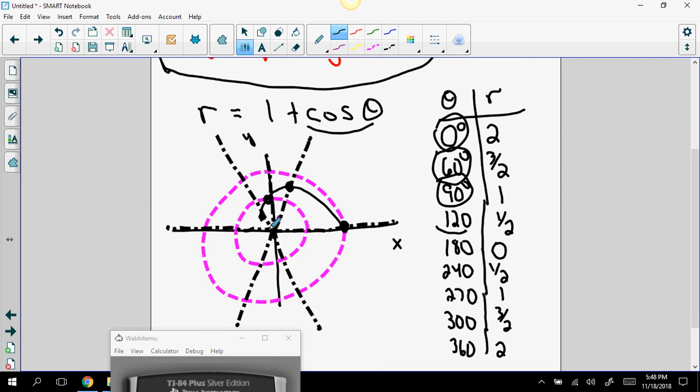You turn and burn 180, and you measure 0. You turn and burn 240, and you measure 1/2. Turn and burn 270, you measure 1. Turn and burn 300, you measure 1.5. Turn and burn 360, and you made this cardioid. Cardioid.